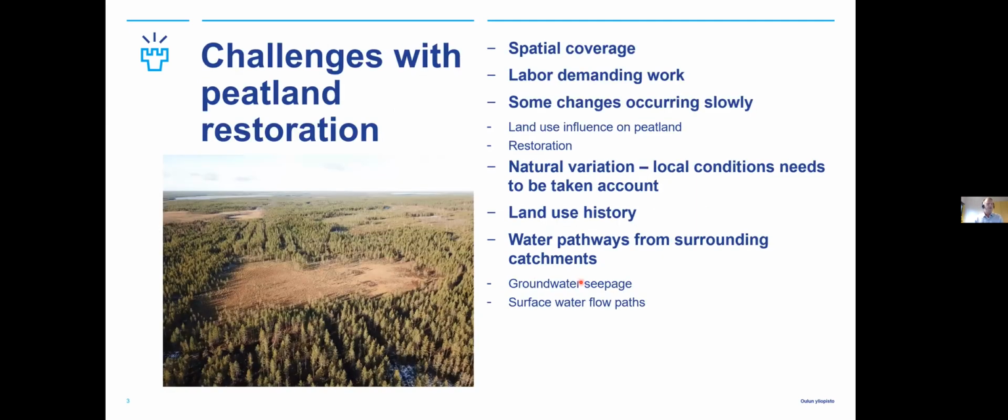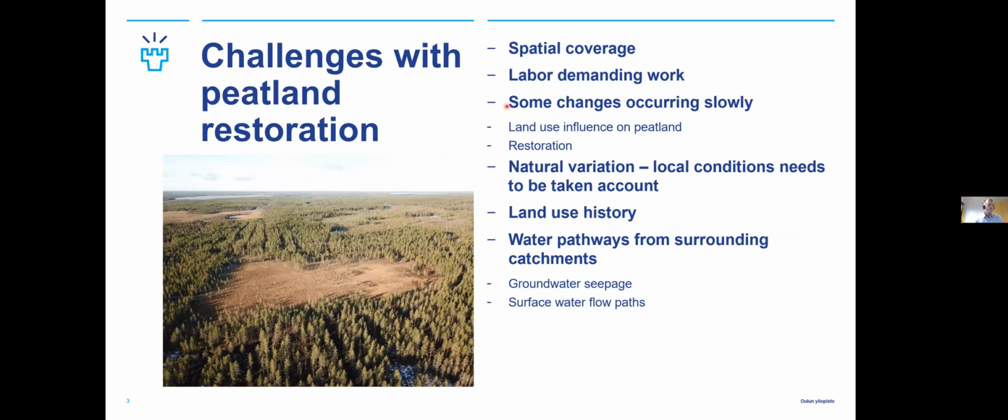The challenges in peatland restoration and in evaluating the success are the quite large spatial coverage. Many areas are very, very large, you might have hundreds of hectares in area. Normally, it's quite labor-demanding work. Traditionally, a person enters the peatland, walks around and makes a visual evaluation, which is quite slow.